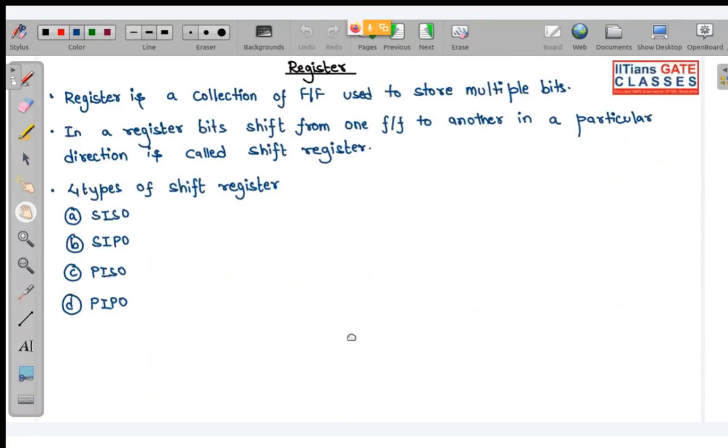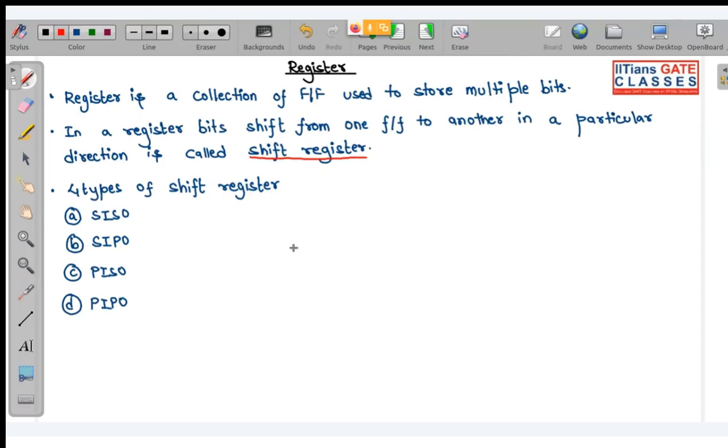So look over here. Register. What do we mean by registers? Basically a register is a collection of flip-flops which we use for storing multiple bits. That is known as your register. There are different kinds of registers. If in a register the bits shift from one flip-flop to another in a particular direction, either from left to right or right to left, it is known as your shift register. Why? Because the bit positions are basically shifting. So that is why it is known as shift register.